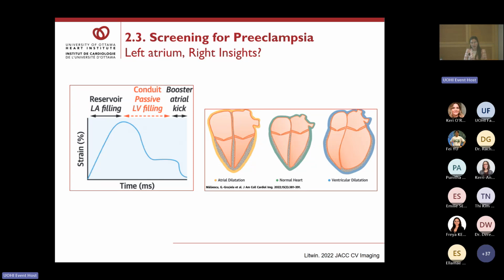So the feature that has been mostly studied is LA reservoir. So this is looking at this phase here. And because the LA is actually dilating from its original position, it's yielding a positive deformation percentage.